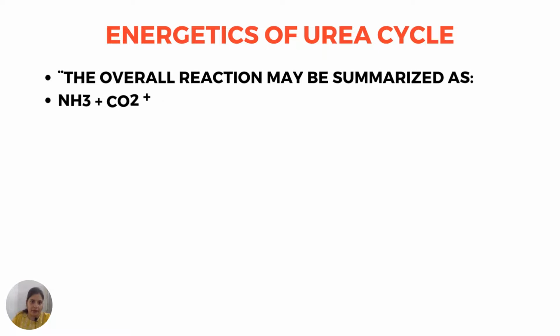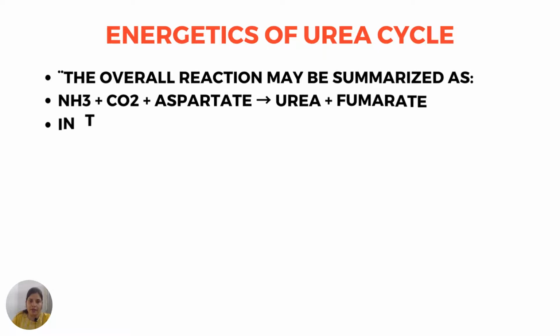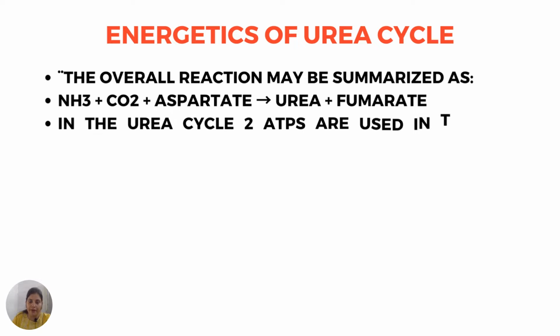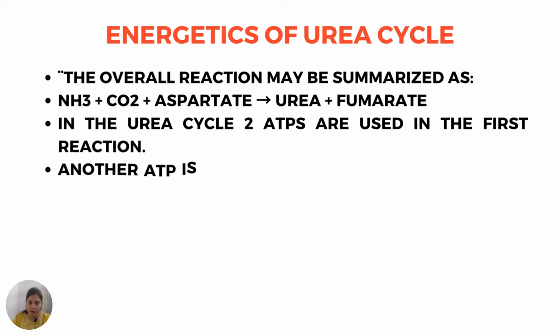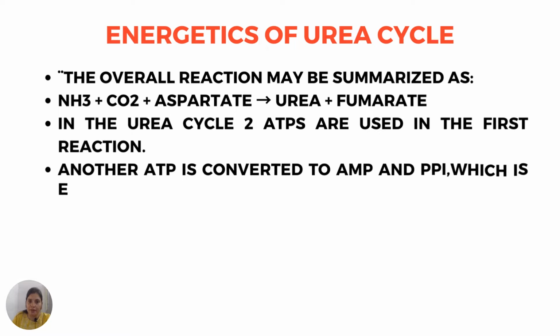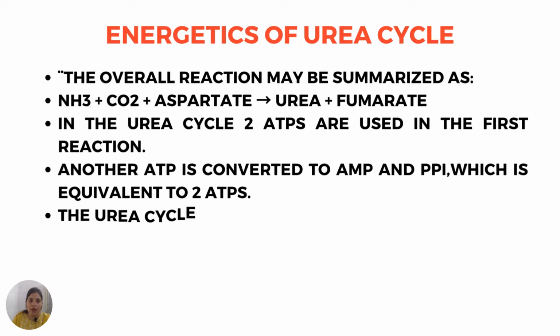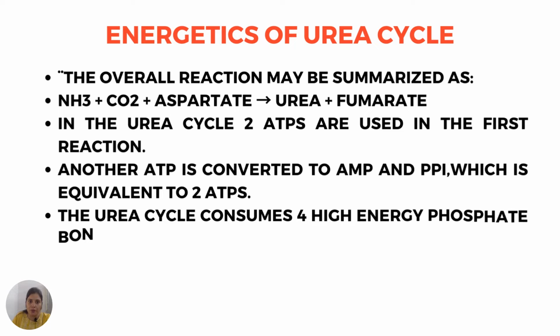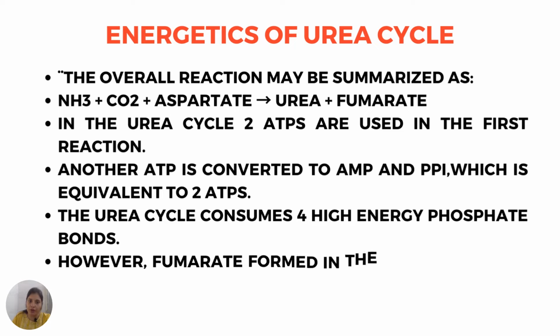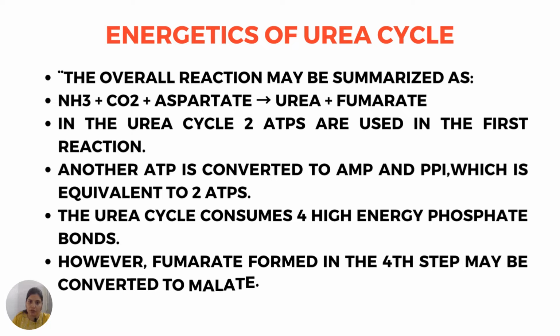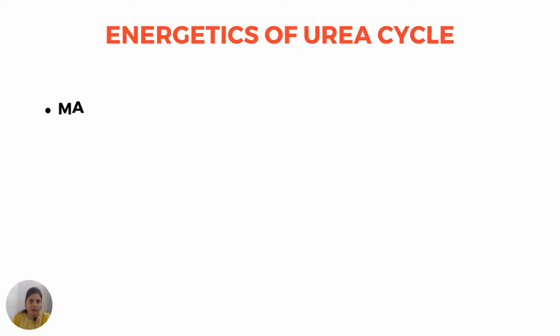Energetics of the urea cycle. The overall reaction is summarized as ammonia, carbon dioxide, and aspartate forming urea and fumarate. In the urea cycle, 2 ATPs are utilized in the first reaction. Another ATP is converted to AMP, which is equivalent to 2 ATPs. So 4 high energy phosphate bonds are utilized. However, fumarate formed in the fourth step may be converted into malate. This is a TCA linkage. Next is the part of the urea disorders, which we can continue in the next class.